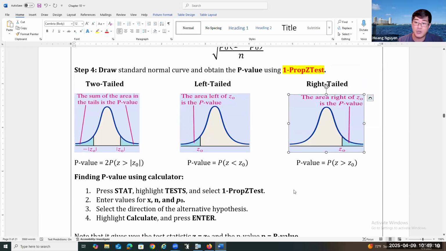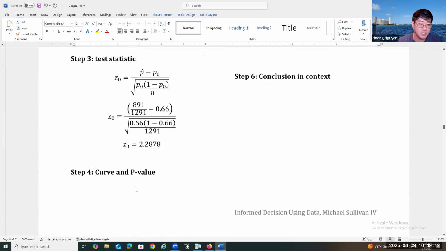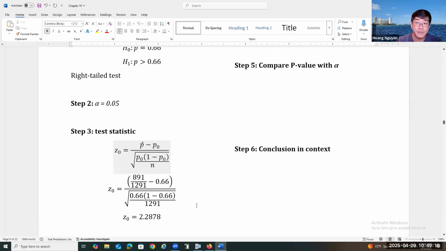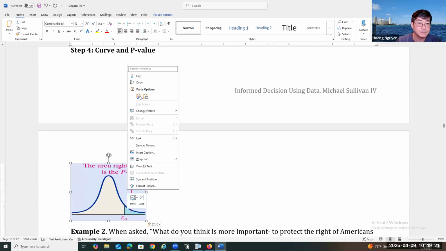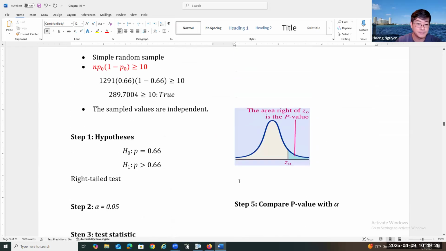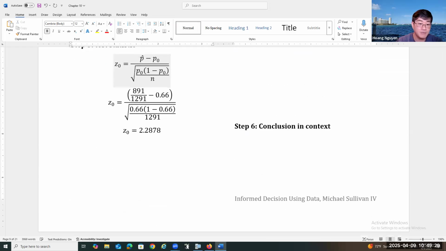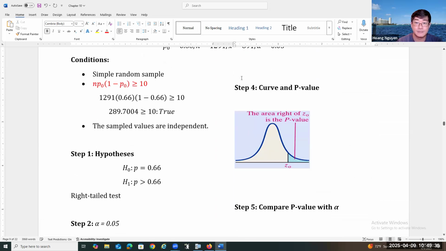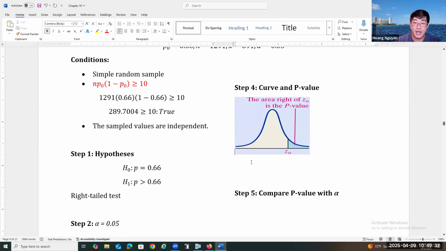So this is what they mean by you might draw the curve. Okay, so the curve will look like this. So step number 4 is over here. This is the curve, and now you need to locate the test statistic that we got right here, 2.2878. So z0 is 2.2878.